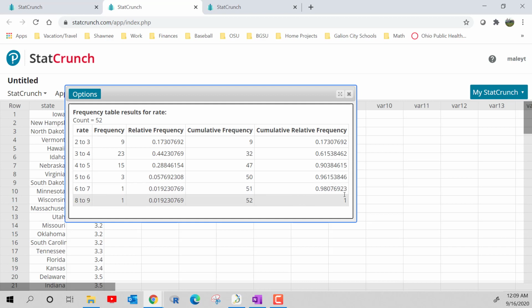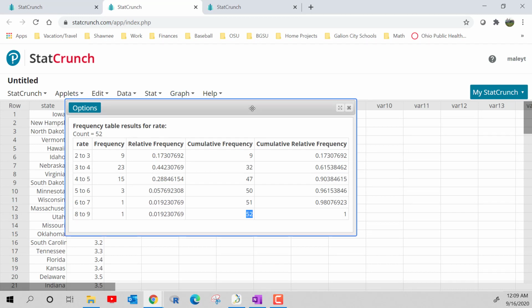And of course, in your last class, it makes sense for the cumulative relative frequency to be 1, because that would represent all of the data. So that number should always be 1, and this cumulative frequency here should match your count, the total number of items. Right, so that's how you make a cumulative frequency distribution and a cumulative relative frequency distribution.